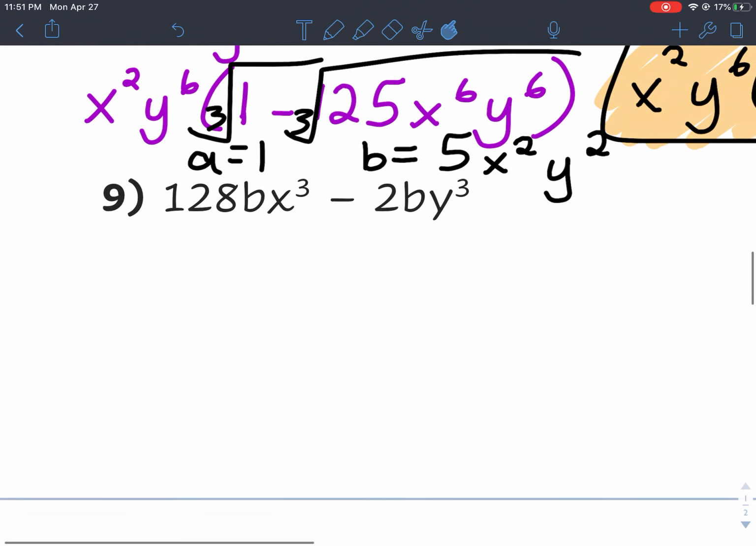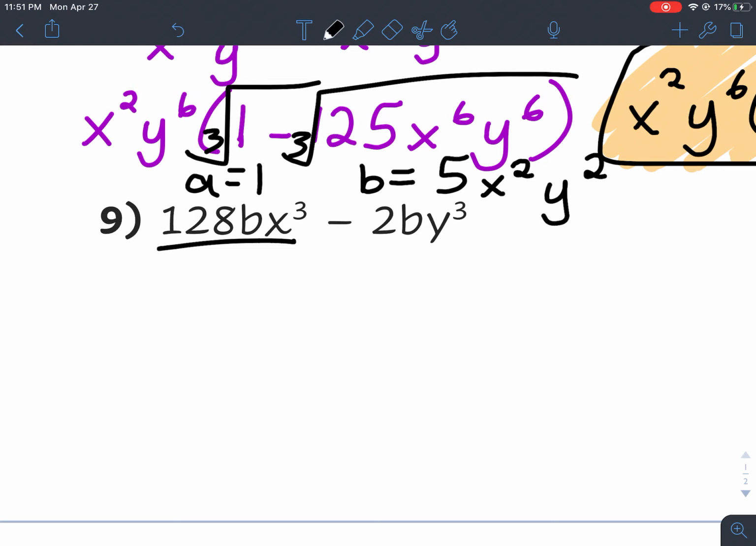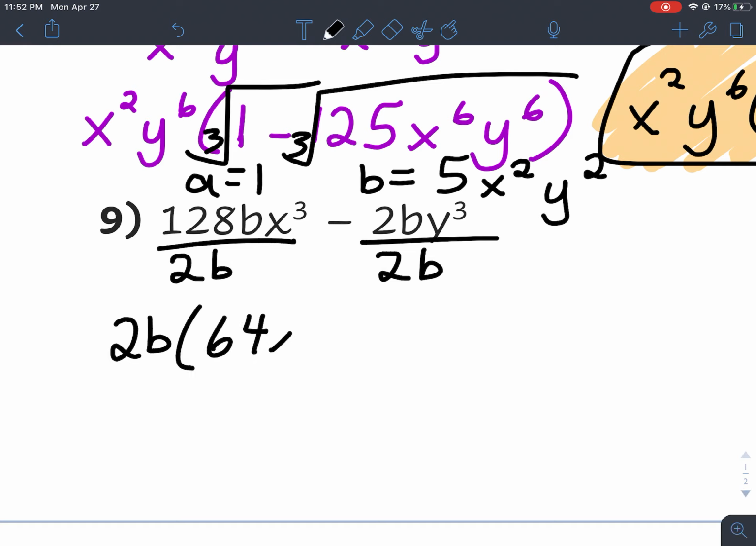Okay, and then last problem right here. So, GCF. Well, they're both even numbers, so they have to have 2 in common. So 2 is going to be the largest number that goes into both. And then if we look, do they have any variables? Yes, they have a b. They both don't have x's. They both don't have y's, so that's it. So GCF here. And then divide by 2. So 64 x to the 3rd. The b's canceled. Minus y to the 3rd.